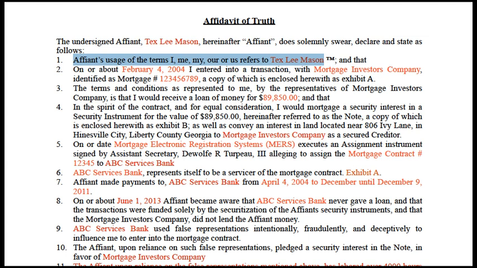And that on February 4th, 2004, I entered into a transaction with Mortgage Investors Company, identified as mortgage contract number 123456789, a copy of which is enclosed herewith as Exhibit A. And in Exhibit A, you'll put a copy of the mortgage. You're basically stating the facts of what occurred.